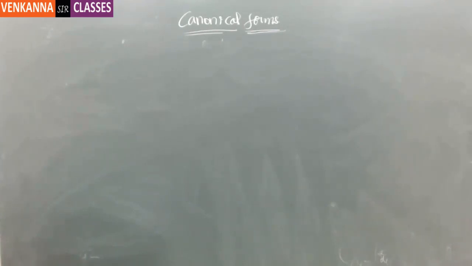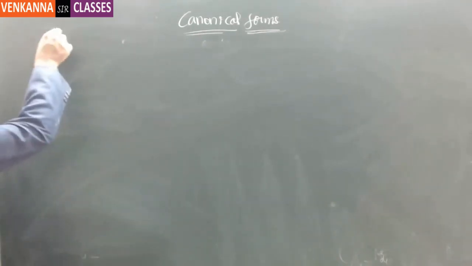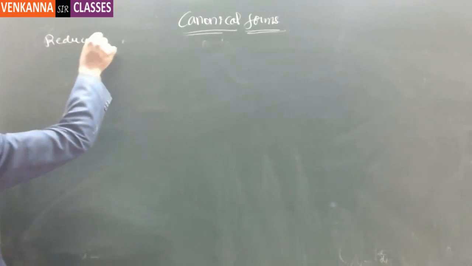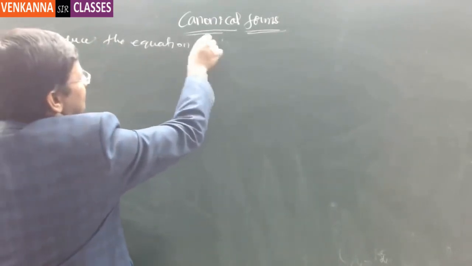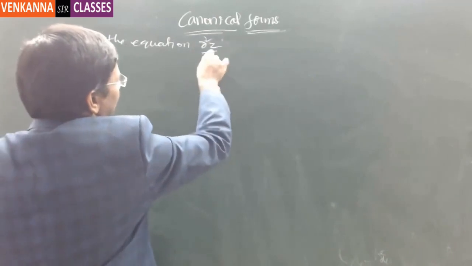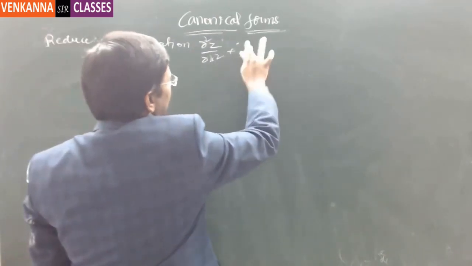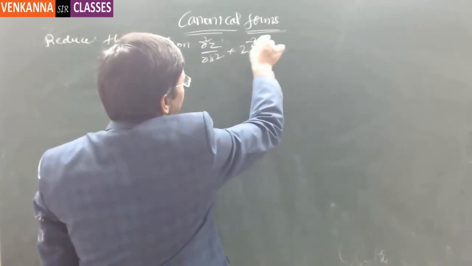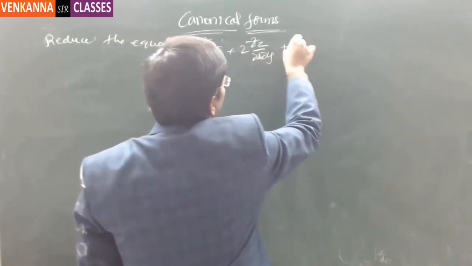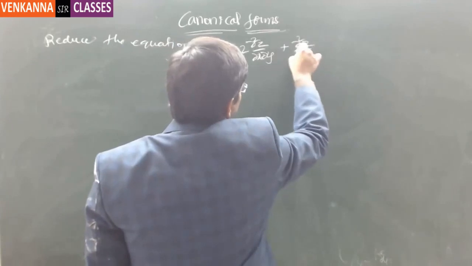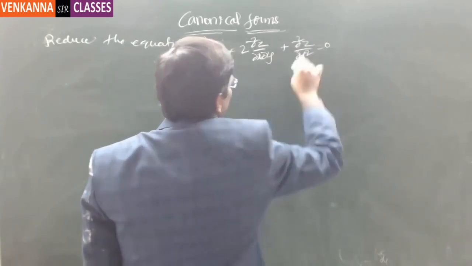Reduce the equation ∂²z/∂x² + 2 ∂²z/∂x∂y + ∂²z/∂y² equal to 0 to canonical form.